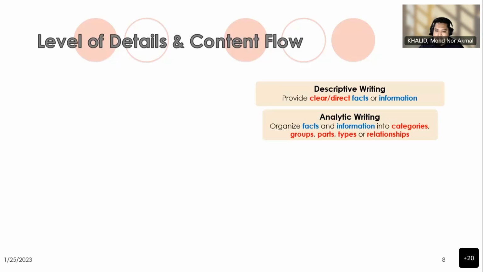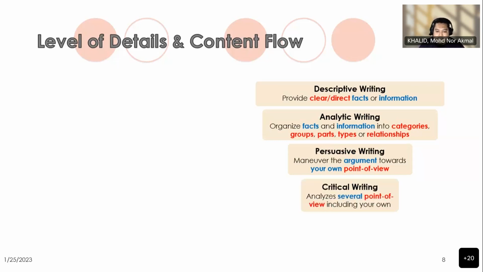And then from there, to be much more specific, we can organize this fact and information into categories, groups, parts, types, or relationships. To be more specific, we can maneuver this fact and information towards a certain argument or point of view. And from there, we can consider not only your own point of view, but of course other people's points of view by considering critical writing.